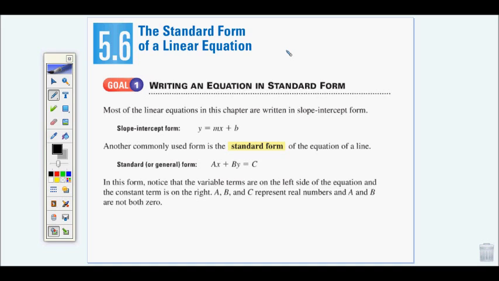5.6 will show you standard or general form, and that is simply ax plus by equals c. In this form, notice that the variable terms are on the left side of the equation and the constant term is on the right. So a coefficient to x, a coefficient to y, and then the constant term is on the right side of the equal sign.